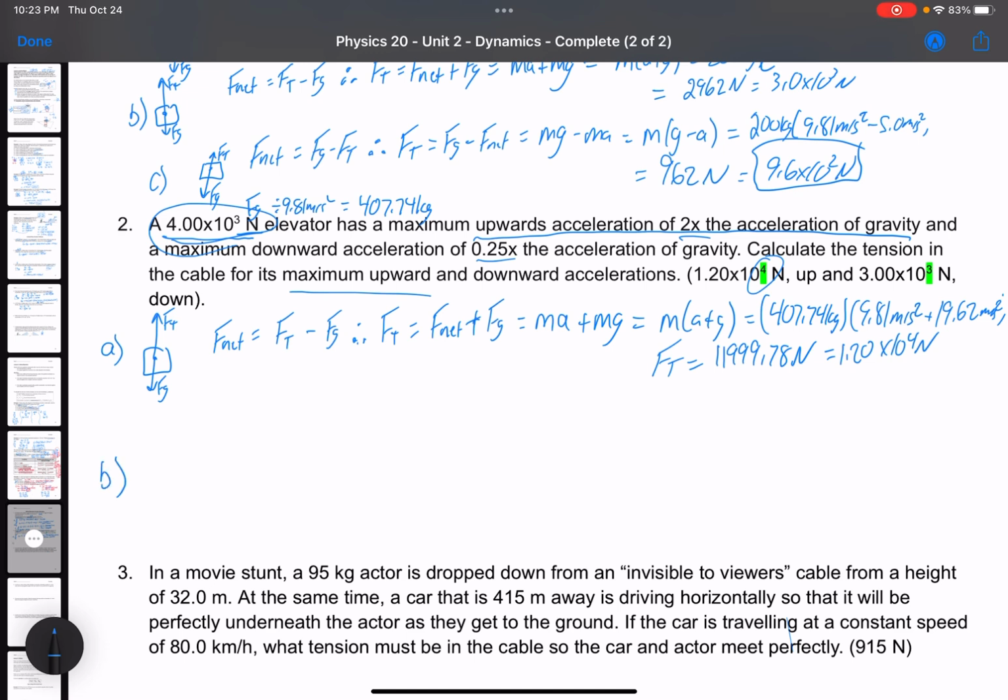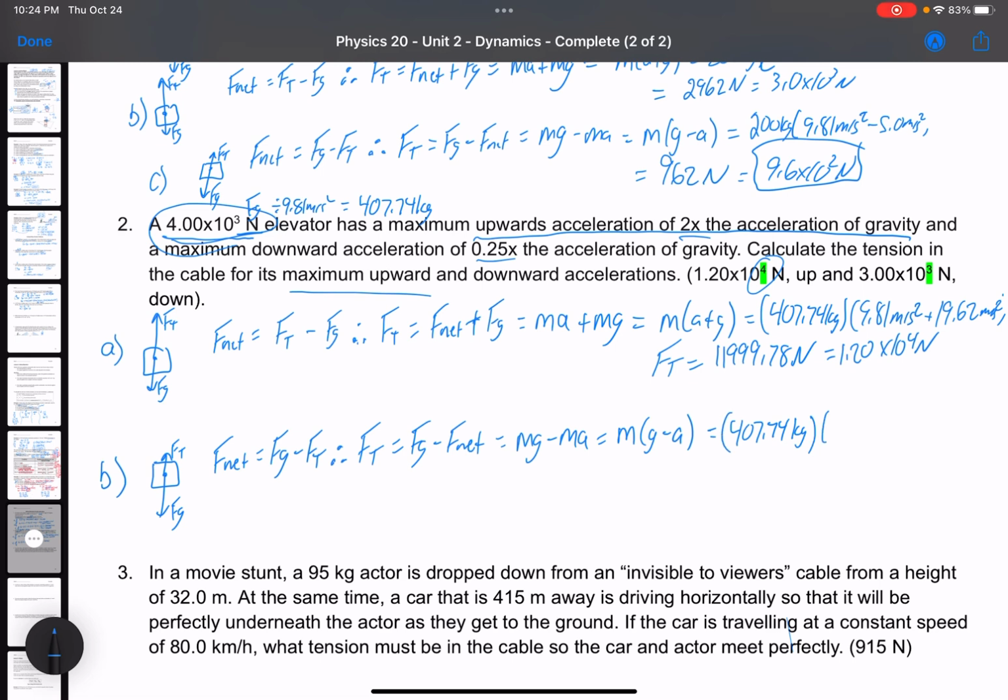In B, if it's accelerating downwards, we have a greater force of gravity than we have force of tension. So F net equals Fg minus Ft. Therefore, force of tension equals Fg minus F net. So that's mg minus ma. And that will give me 407.74 kilograms times 9.81 meters per second squared.